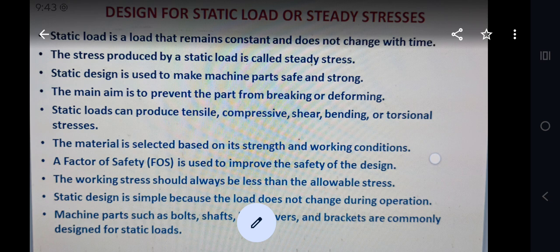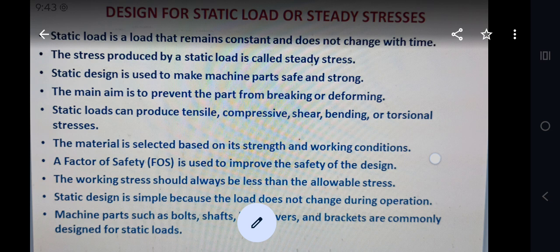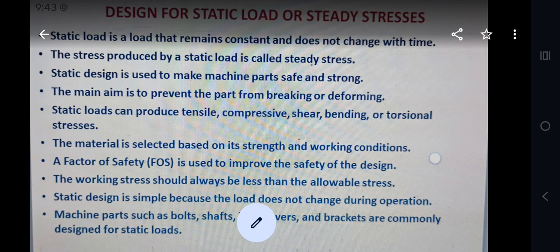Another example is a stationary structure carrying a fixed load. Now compare this with a rotating shaft. A load acting on the rotating shaft may change continuously as the shaft rotates. That is not a simple static loading condition. So remember, a static load is nothing but a load that remains constant with time.